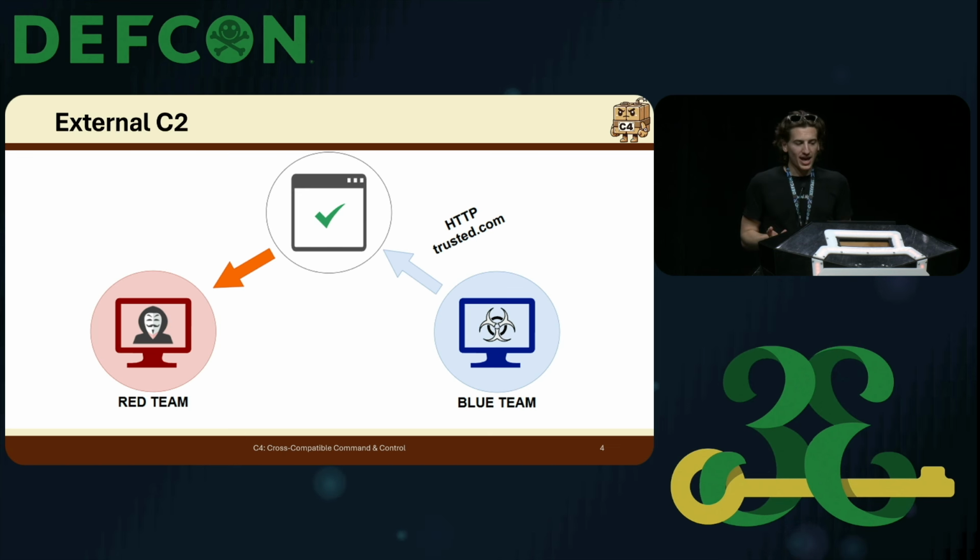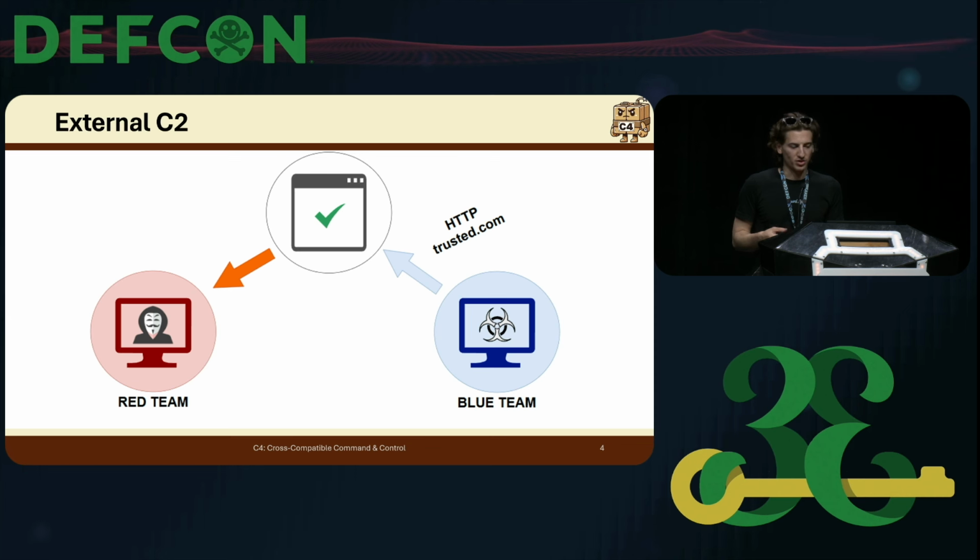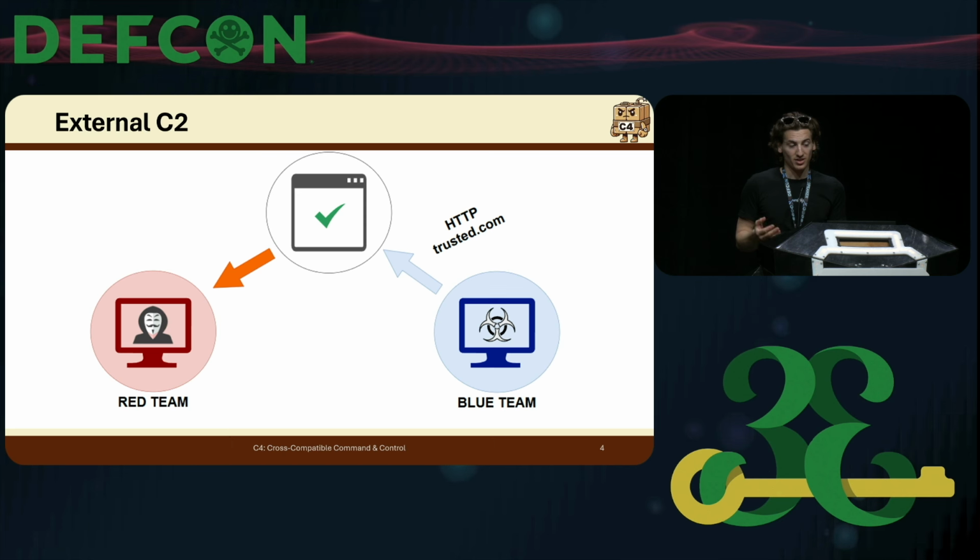So for today, I'm going to be talking about a tool that I wrote called C4, the cross-compatible command and control. And this tool heavily relies on the commonly known technique in the red team world called external C2, or external command and control. So in your typical red team operation, as usual, you're going to drop malware onto the blue team's monitored computers, and that malware is going to reach out to your red team command and control server. Now, some of the more advanced teams, instead of directly communicating from your malware to the team server, you're going to instead use a trusted third-party website to perform your message communication.